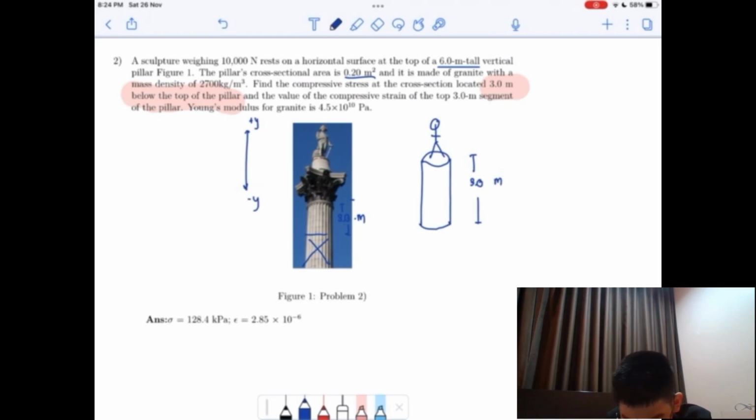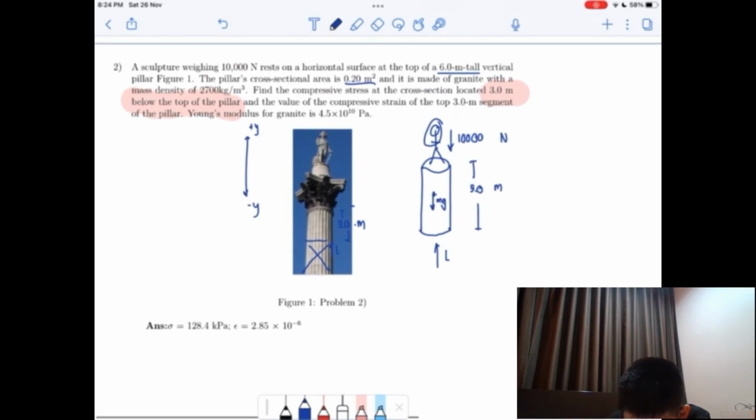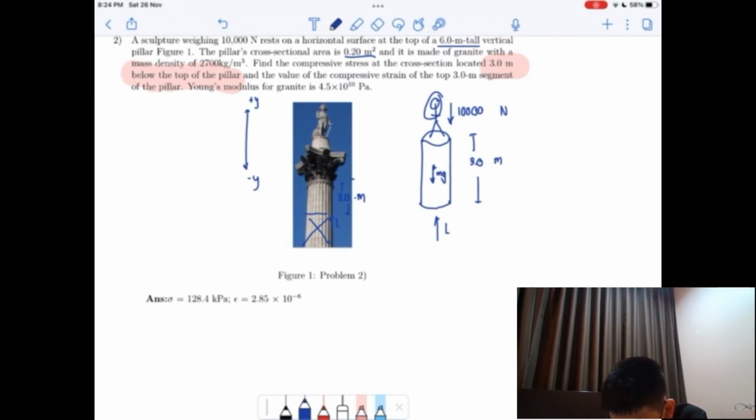First, there is the force from the sculpture at the top. Assume that this is the sculpture with 10,000 newtons, and there's an mg force at the center of mass, and there's an internal load L. Let's say L is like this if you draw it in the original picture. So we first are going to find the mass M. How are we going to find the mass? We know that M equals rho V, where rho is the density and V is volume.